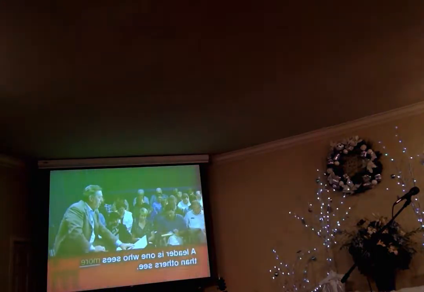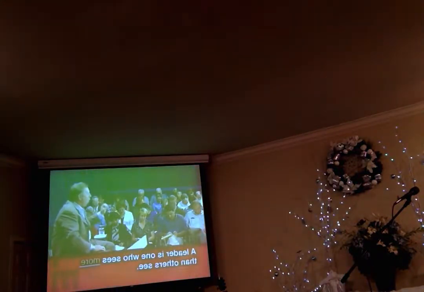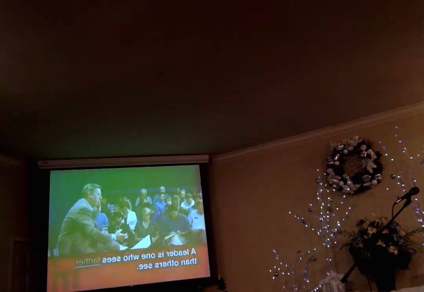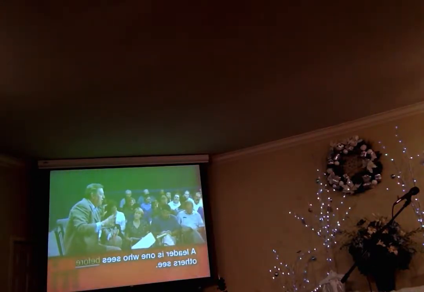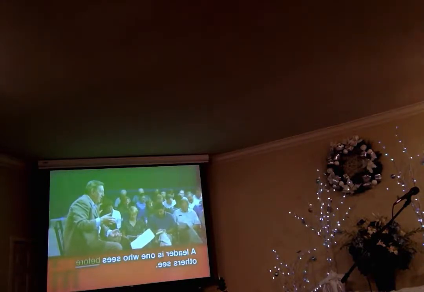The 3 statements are these. A leader is one who sees more than others see. That's a fact. That's part of leadership. What do leaders do? They see the big picture. Is that not true? But the second statement, a leader is one who sees farther than others see. In other words, a leader is a person who looks out and he can see distant horizon and has great vision. But the third thought I want you to know is that a leader is one who sees before others see. It's also a timing issue.